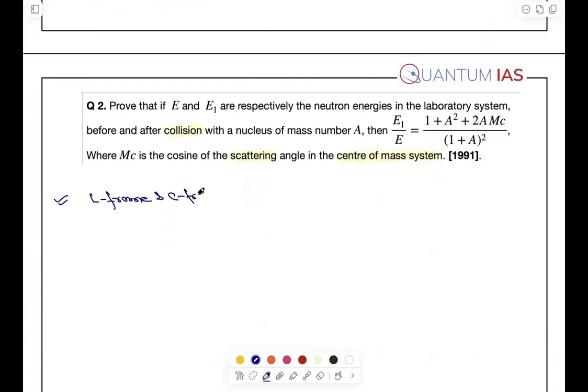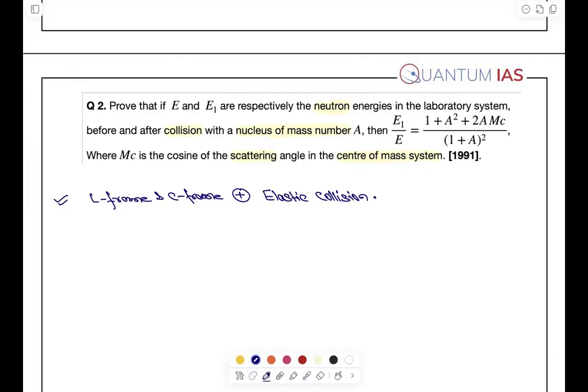and C frame, and plus what type of collision is it? You can understand that here we are talking about a neutron, and a nucleus of mass number A. These types of scattering we have already covered in our foundation batch, that these types of scattering are elastic scattering, elastic collision, right? Now using these two, we are going to solve it.